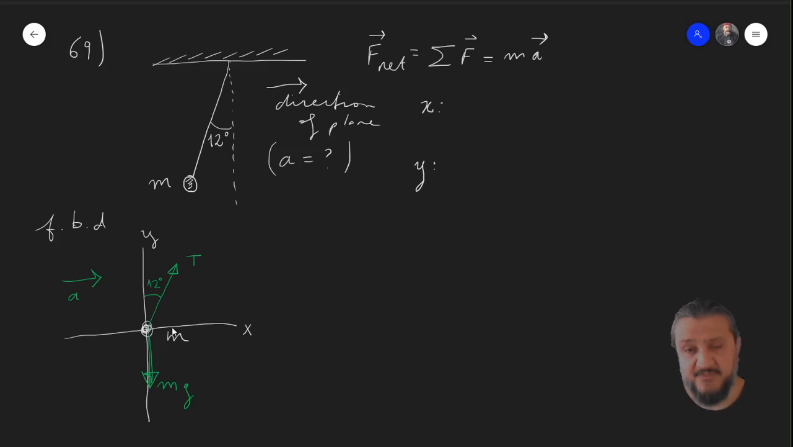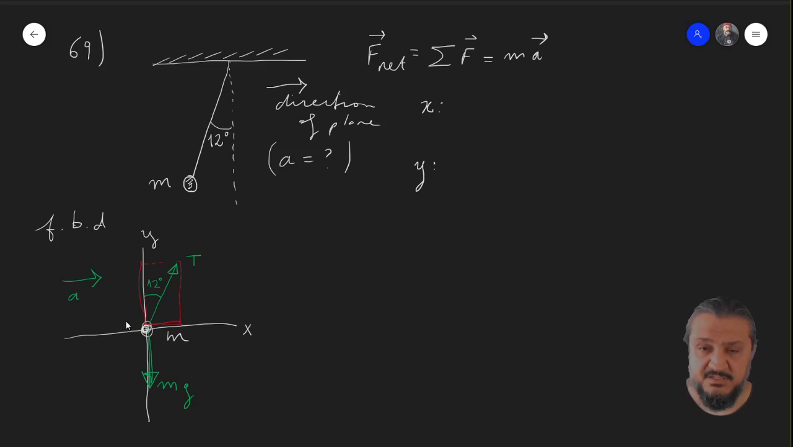Now, in the x direction, I have a component from the tension. If you put a rectangular box around T, you will recognize the sides of this box as the y and x components of T, the tension, right?